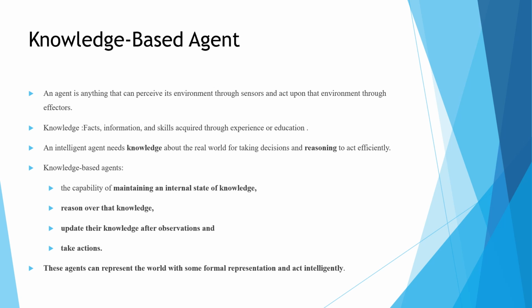Now we are going to see intelligent agent. An intelligent agent needs knowledge about the real world for taking decisions and reasoning to act efficiently. Now we are going to see knowledge-based agent. Knowledge-based agents are those agents who have the capability of maintaining an internal state of knowledge, reason over that knowledge, update their knowledge after observation, and take action. These agents can represent the world with some formal representation.